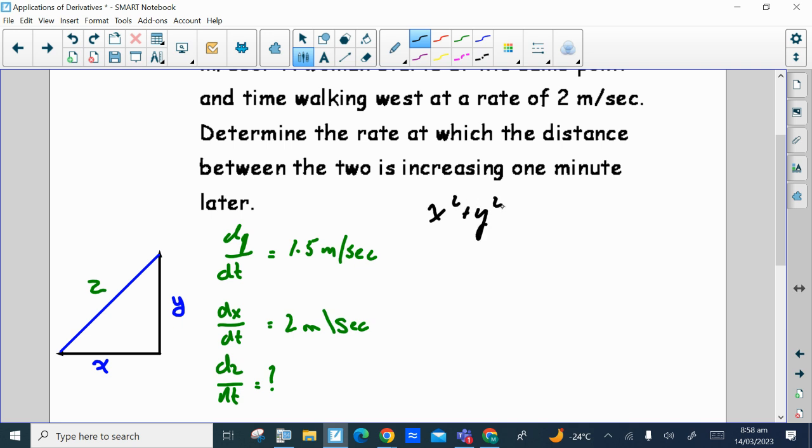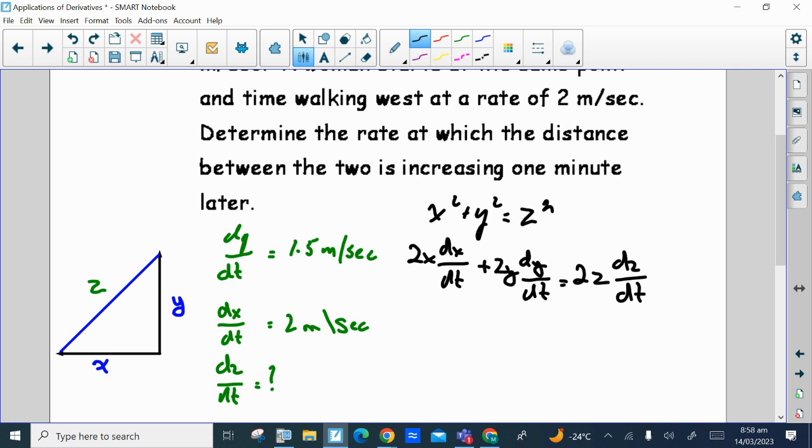So x squared plus y squared equals z squared. And now we're going to differentiate everything with respect to time. So it'll be 2x dx by dt plus 2y dy by dt equals 2z dz by dt.